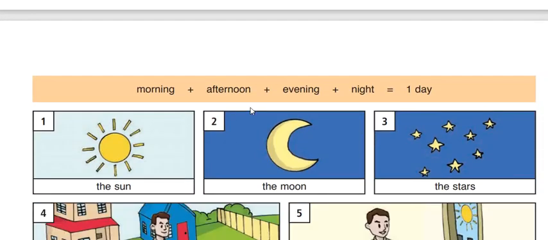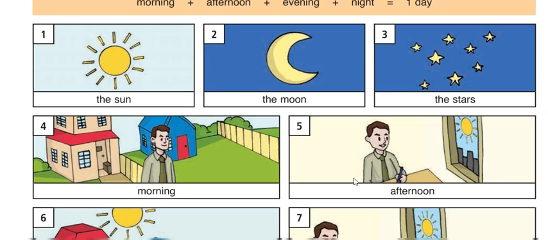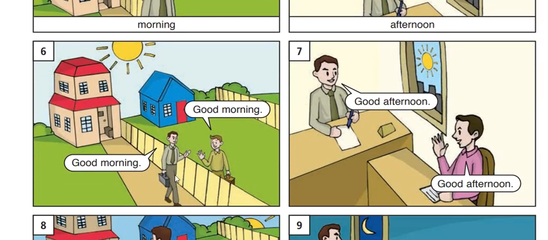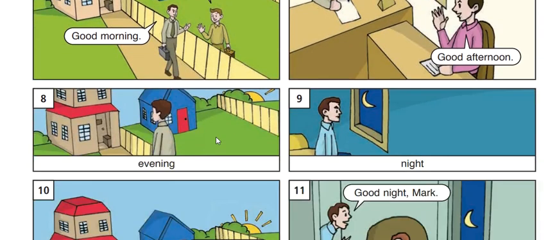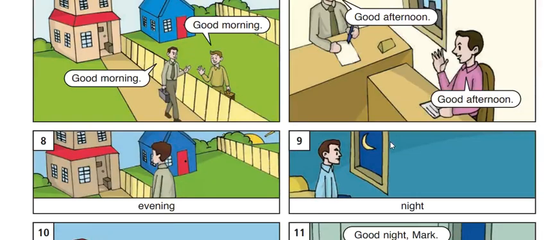Good morning, good afternoon, good evening, good night, a day. The sun, the moon, the stars. Good morning, good afternoon. Picture 8, good evening. Picture 9, good night. Picture 10, good evening. Picture 11, good night, Mark. Good night, Dad.